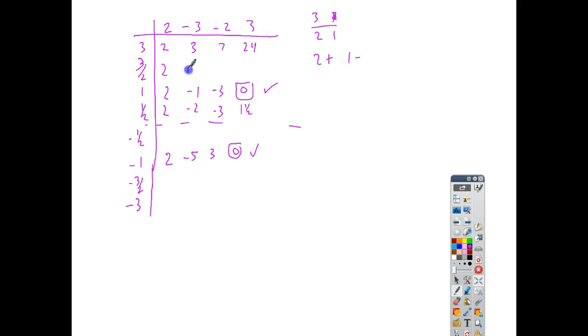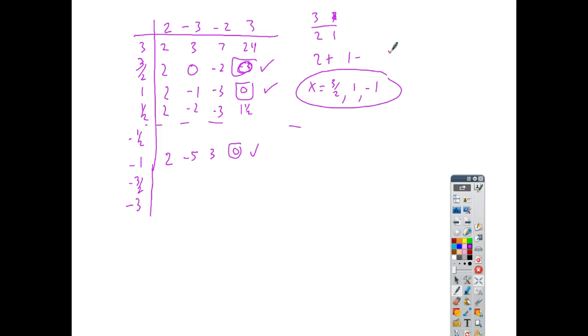2 gives me 3, which gives me 0. 0 times 3 halves gives me -2. -2 gives me -3, which gives me 0. Ka-ching! So my answers are x equals 3 halves, 1, and -1. Those are my rational roots.